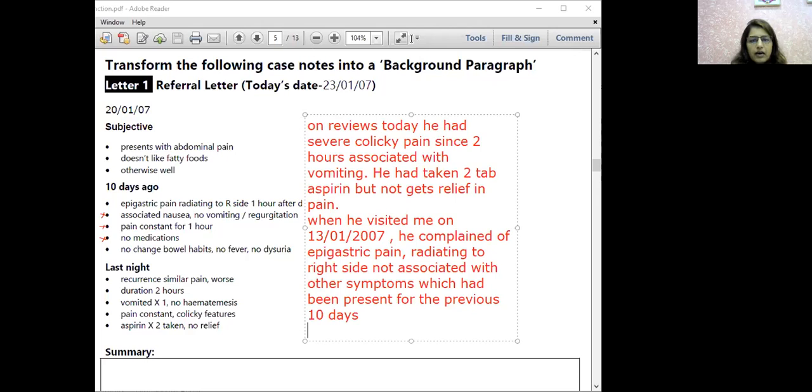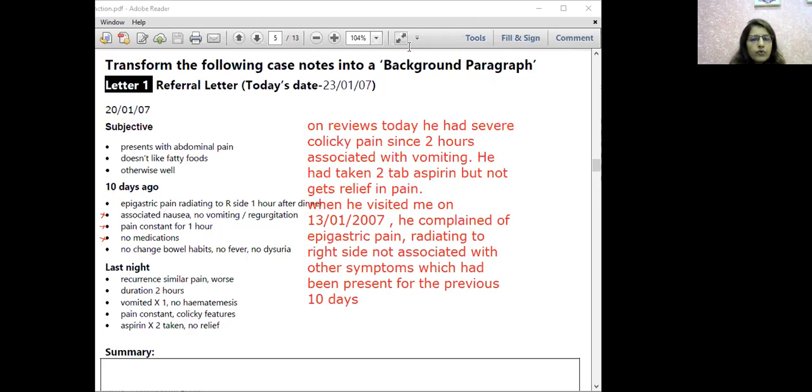And one thing that I noticed all of you have missed here is that the pain was occurring after meals. Isn't that something very crucial for making a diagnosis? Yes. But if you say he had severe colicky pain since 2 hours, it is a misinterpretation. When they presented to your clinic, they didn't have pain for 2 hours. They had pain on the previous night after having their meals.